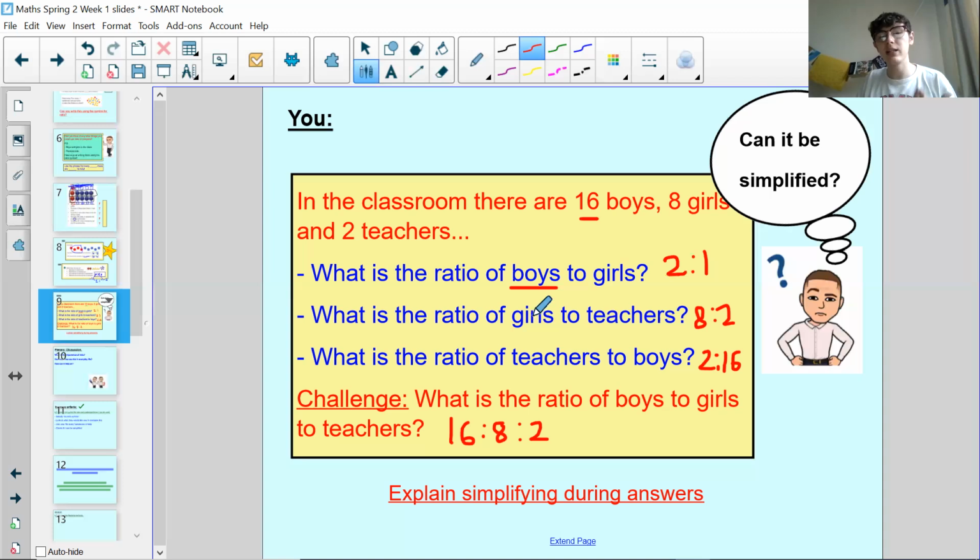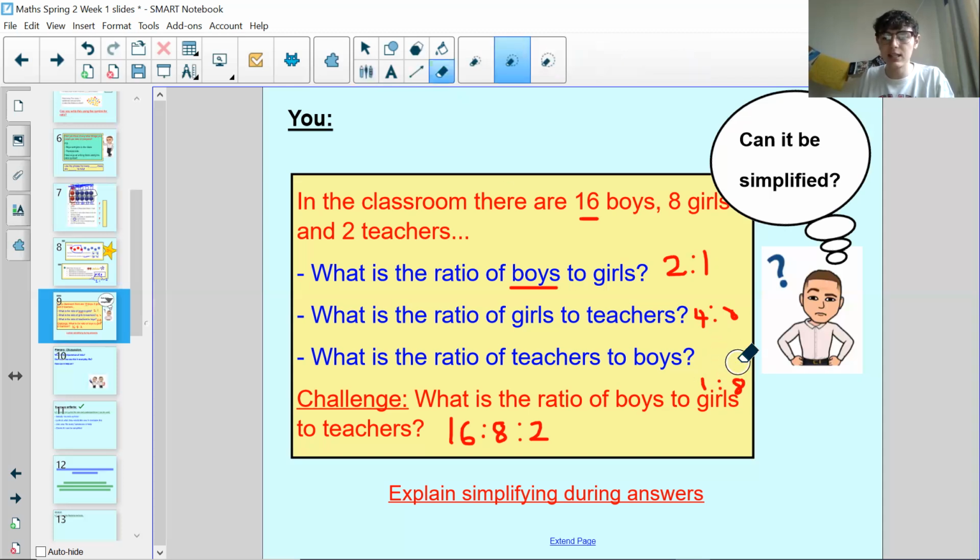And to simplify the ratio of girls to teachers, we could divide 8 by 2 to give us 4, and divide 2 by 2 as well, sorry, to give us 1. So it would be 4 to 1, okay? Sorry, that one's rubbish. What is the ratio of teachers to boys? Once again, we can divide by 2. That is the most that this number can be divided by, which would give us 1 to 8, because we've simplified it.